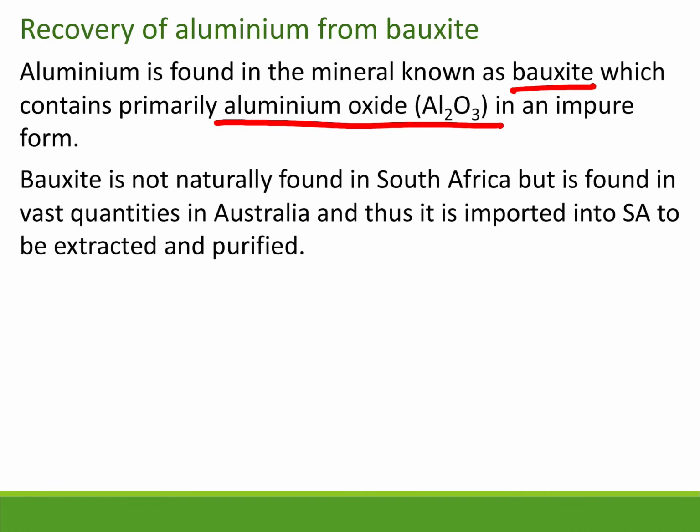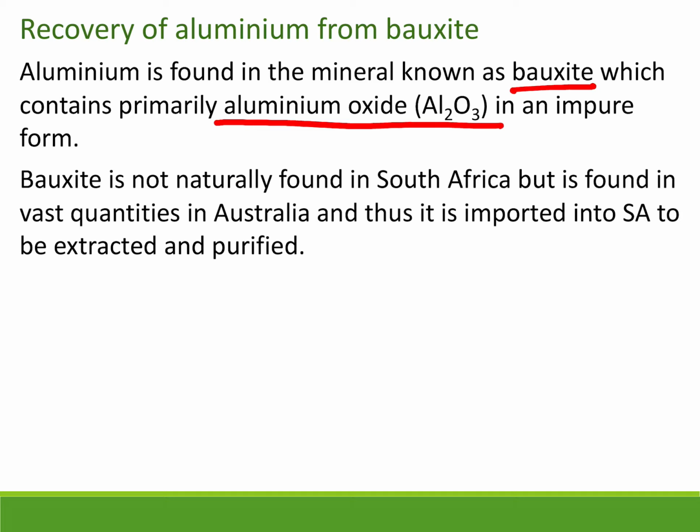Bauxite is not found in South Africa. It's found in Australia, so it's mined in Australia. It's imported to South Africa where we refine it, purify it, we then send it back to Australia where they make it into goods, and then we import the goods back to us. It's great.